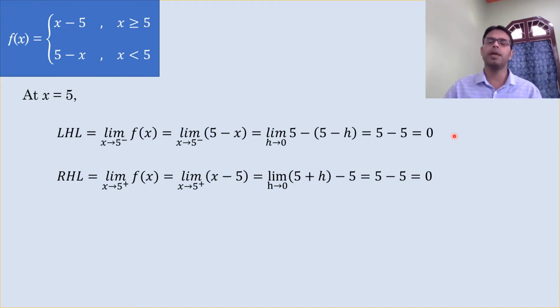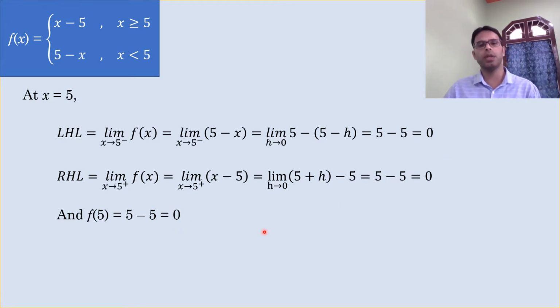Then these two values are equal, therefore we find the functional value also. So f(5), that is x is exactly equal to 5, meaning in the first line x is equal to 5 is also here. So here f(5) will be equal to 5 minus 5, and so that is equal to 0. All the three values are equal, that is the function is continuous.